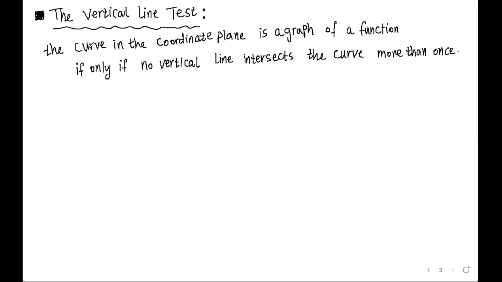Okay, suppose I have a curve in the coordinate plane. I want to check whether this curve is a graph of a function. I have to draw a vertical line. If this vertical line intersects the curve only one time, this means the curve is a graph of a function. Let me give you an example for this. What does that mean? Example.